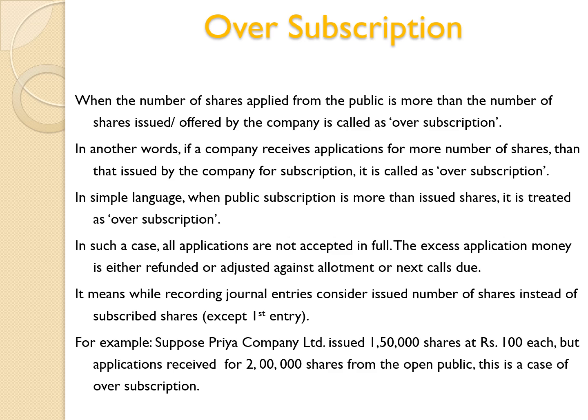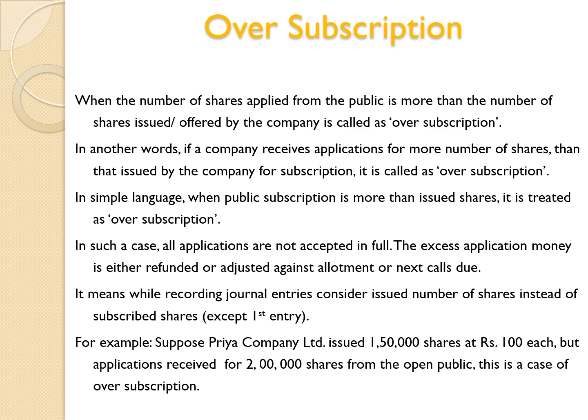It means while recording journal entries, consider the number of shares issued instead of subscribed shares, except in the first entry. In the first entry, we record all money received on account of application. Otherwise, the remaining entries are recorded with the number of shares issued instead of subscribed shares.